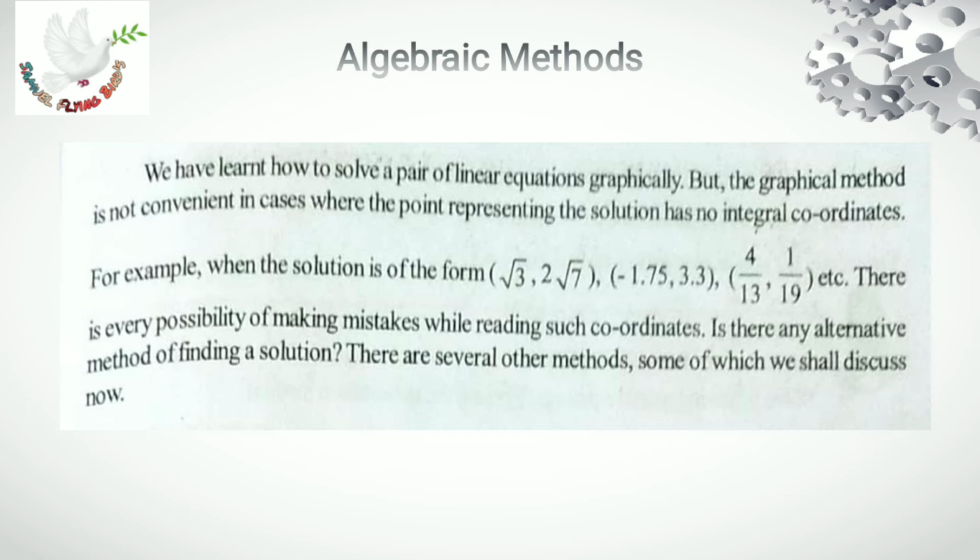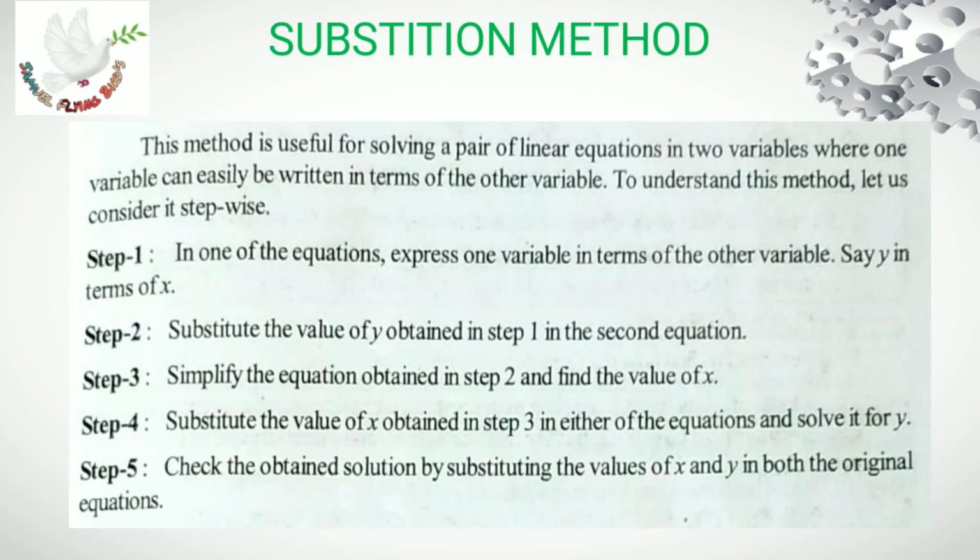In the graphical method there is every possibility of making mistakes while reading such coordinates. Is there any alternative method to find a solution? There are several other methods, some of which we shall discuss now. First, we are going to discuss the substitution method. This method is useful for solving a pair of linear equations in two variables where one variable can easily be written in terms of the other.